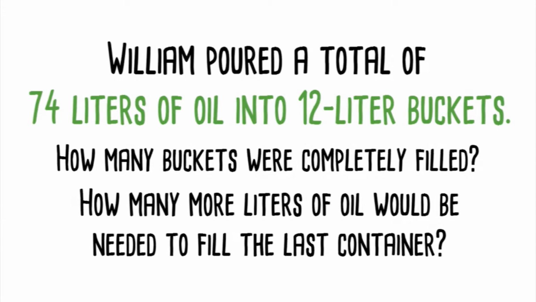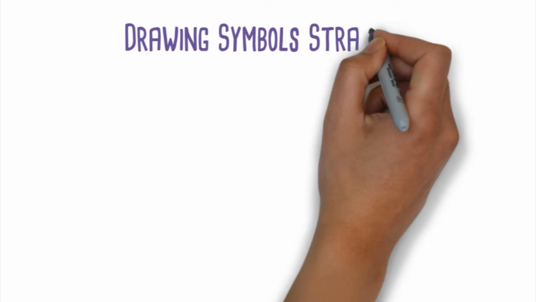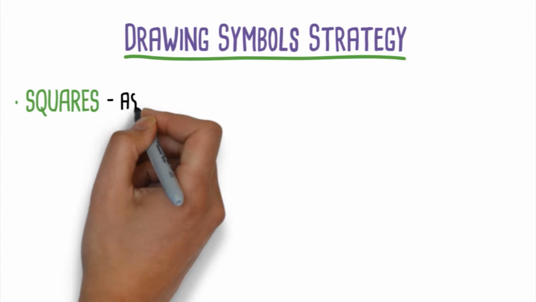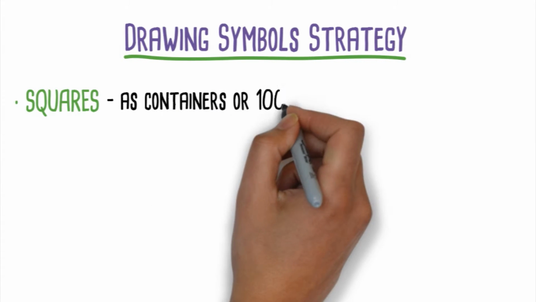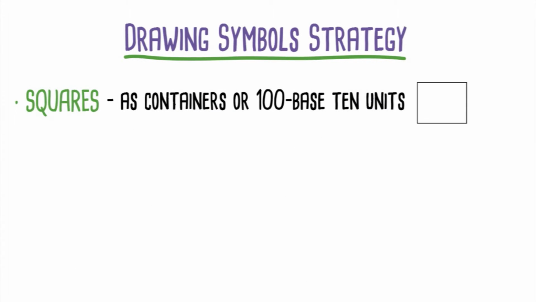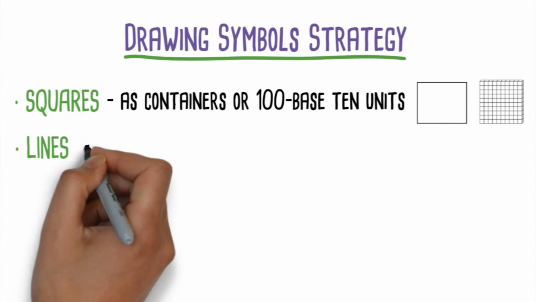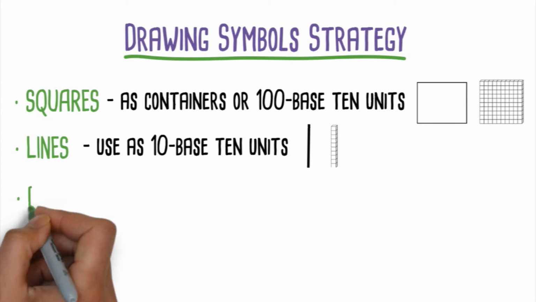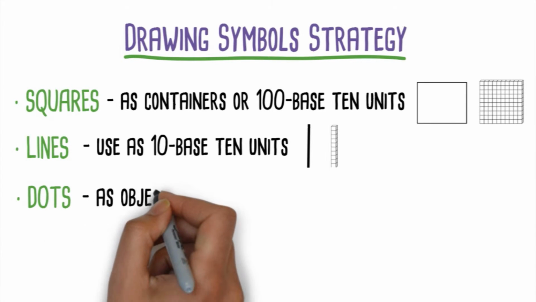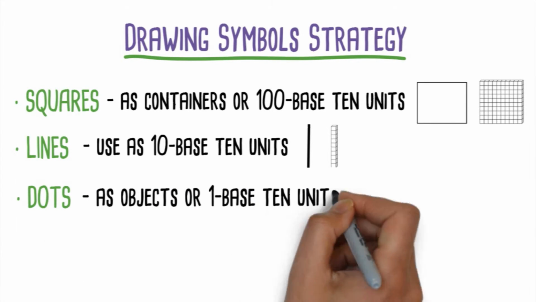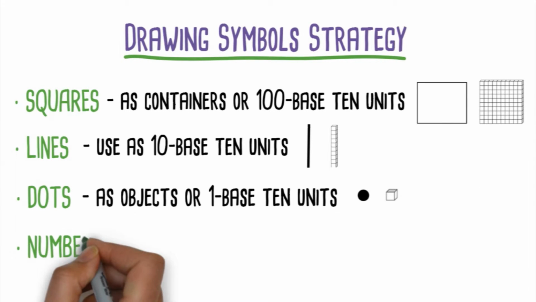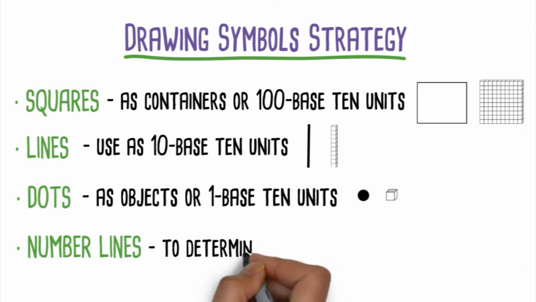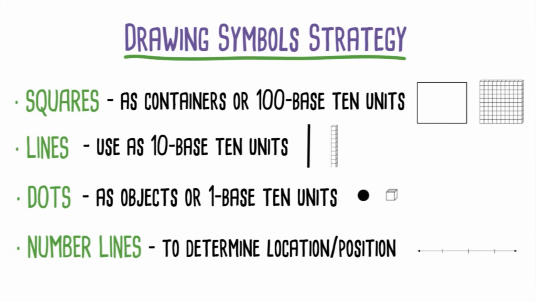To use this strategy, we first explain to students that the squares will represent containers and/or 100 base 10 units. The lines will be used as 10 base 10 units. The dots as single objects or 1 base 10 units. And finally, the number lines can be used to determine location or position.